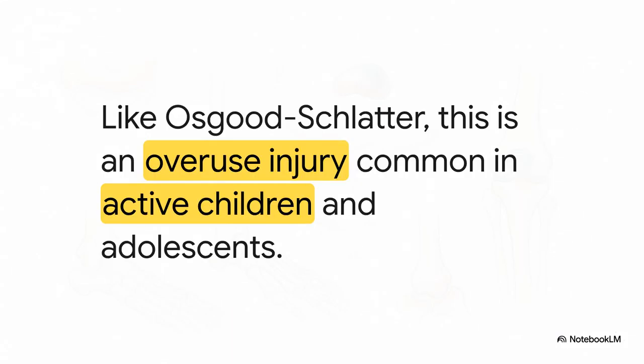The mechanism here? It's pretty much a carbon copy of Osgood-Schlatter, just in a different location. It's all about repetitive stress on a growing bone. You see this all the time in kids between 8 and 14 who run and jump a lot. And the treatment plan? Exactly the same. It's conservative. Rest, ice, stretching, and basically just telling them to take it easy for a bit.